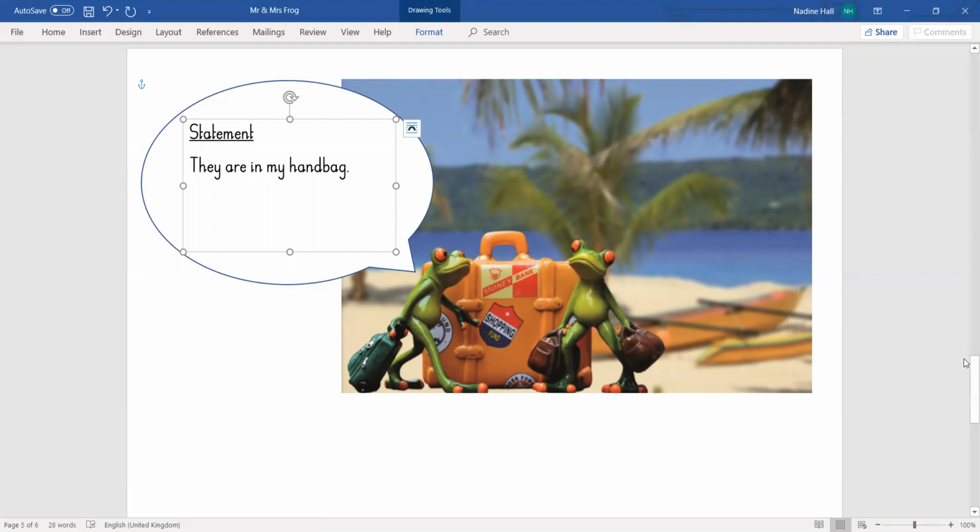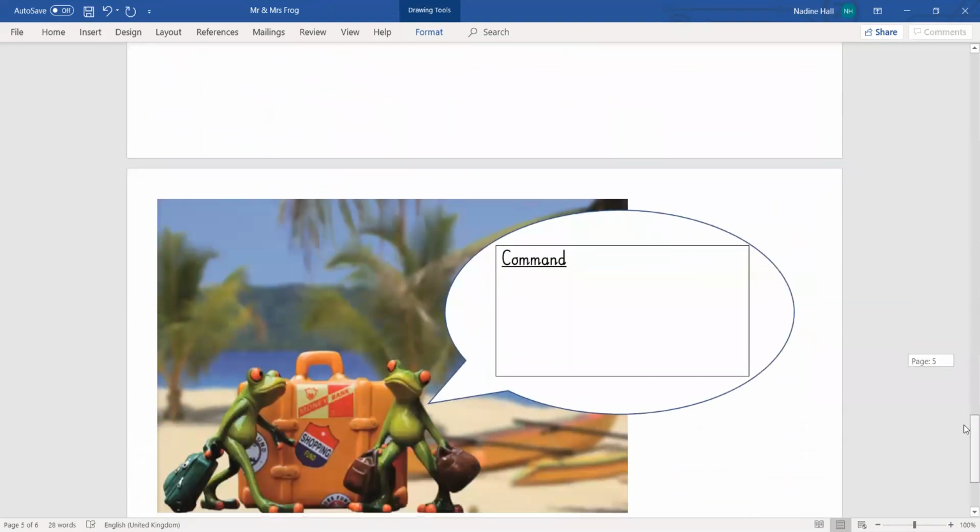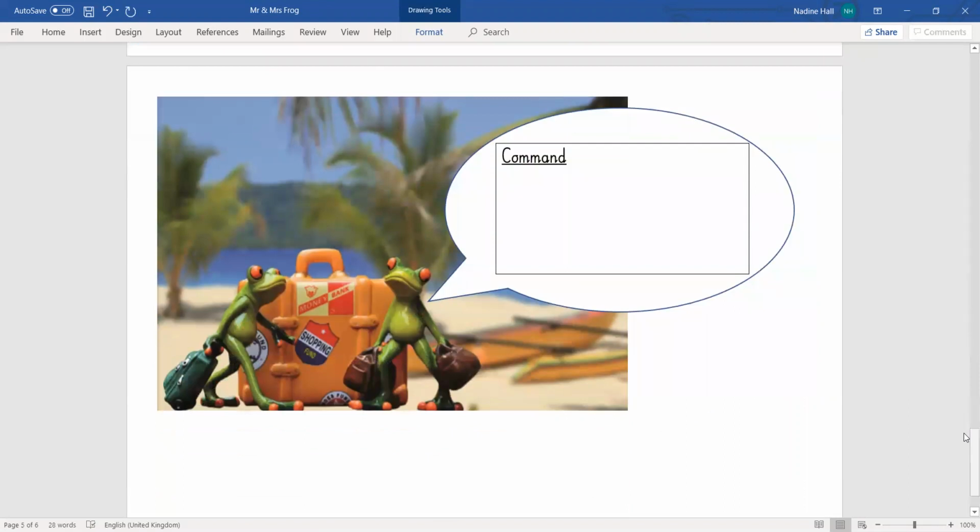And then the last part of the dialogue needs to be your command. So Mr. Frog's going to have to use his bossy voice now. And he's going to answer with a command. So far we've got, have you remembered the passports? They're in my handbag. Mr. Frog is going to say, pass them to me. Full stop. It's not too bossy, so I'm just going to use a full stop. But you can see I've started with my verb, pass. He's asking her to do something. In fact, he's telling her to do something because this is a command.